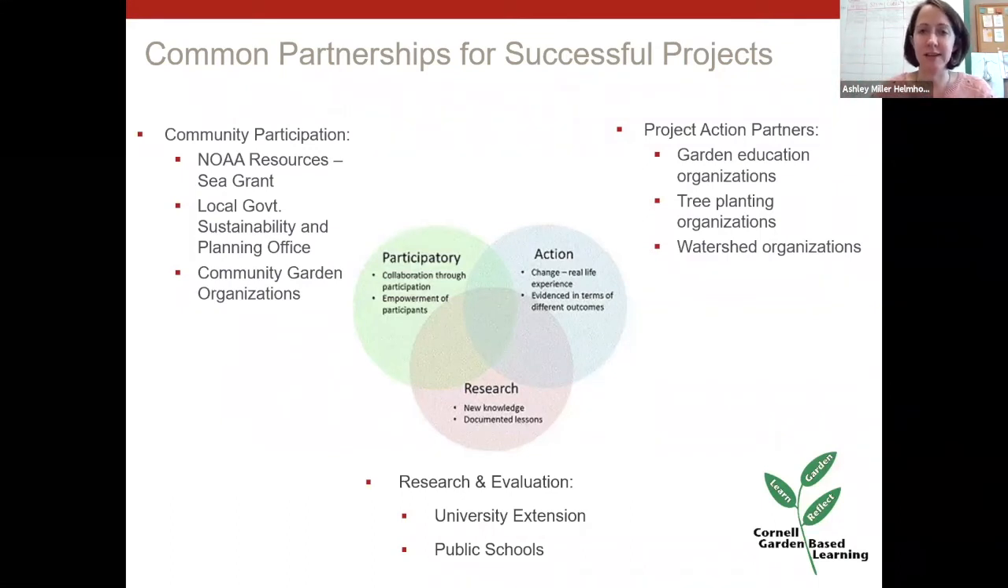So these are folks like garden education organizations, tree planting organizations, and watershed organizations. In my experience, those have been the top three for this kind of work. And we've had a lot of success, again, in engaging them in this kind of project. And then, of course, working with the University Extension or local public schools, that added element of how do we evaluate and share the results of these projects long-term? Did they work? Did they not work? This is where Extension can really play a key role.